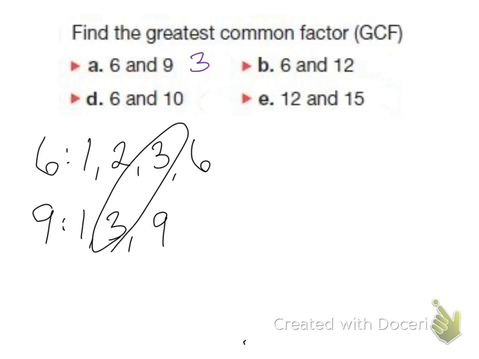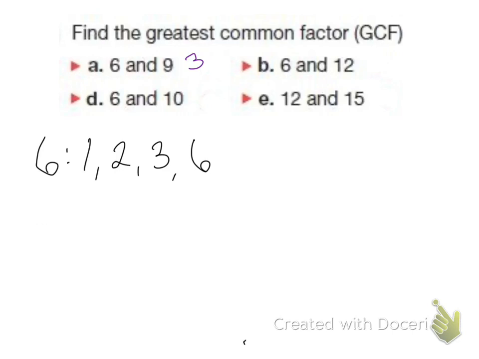Let's do the next one. It's 6 and 10. Let's go ahead and erase this one. Let's find the factors of 10: 1, 2, 5, and 10. So the greatest common factor of 6 and 10 is going to be 2.